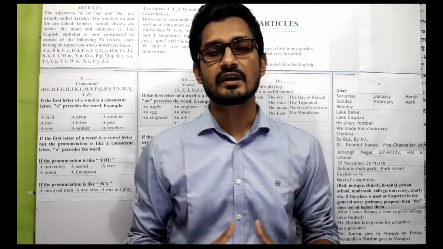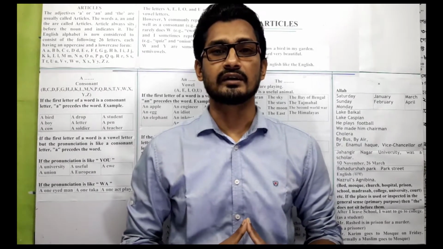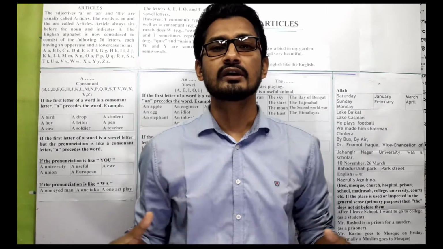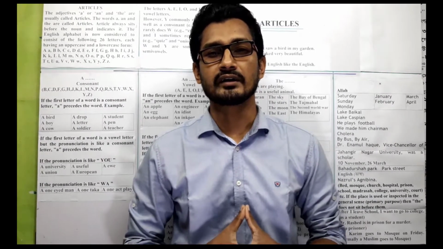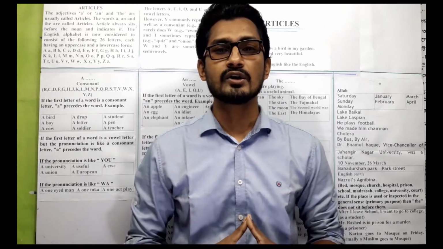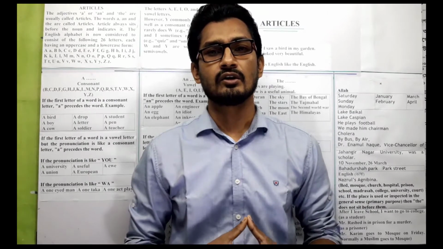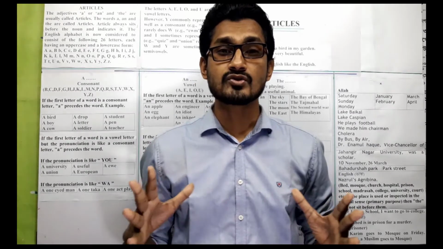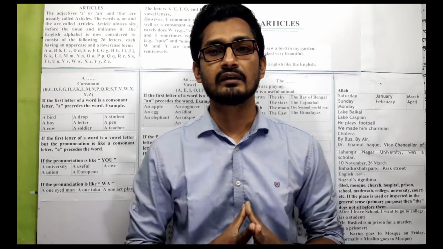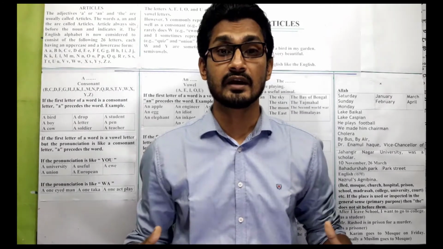The adjectives a, an and the are usually called articles. In short, the words a, an and the are called articles. An article always sits before the noun and indicates it. Notice a funny thing, a very simple matter. If a consonant sound is given, then a is used.